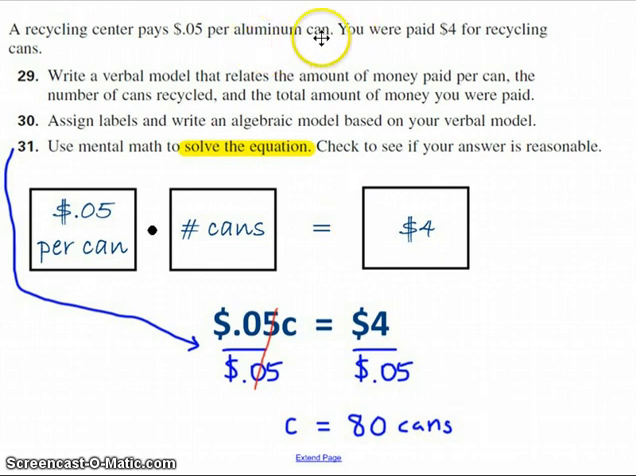So in other words, you took 80 cans to the recycling center, you got paid 5 cents for every one of those cans, and in total you got $4.